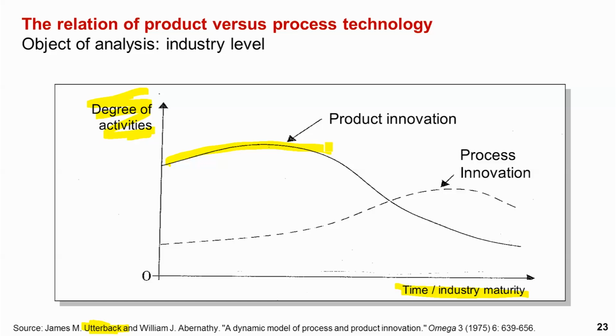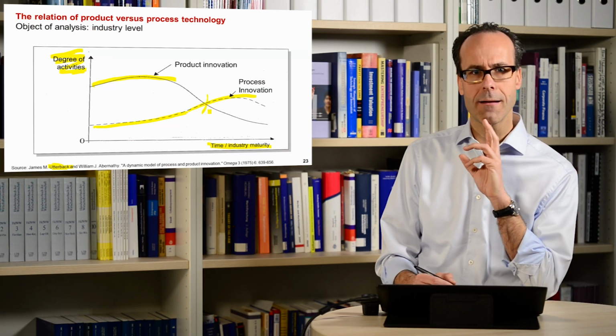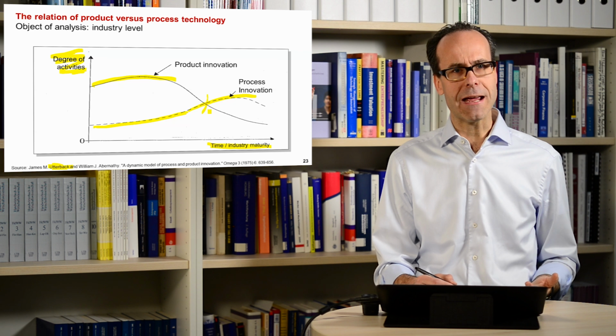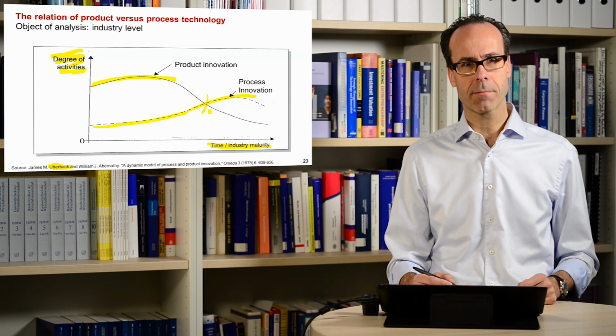Well, we have to invest also in the process, mainly the manufacturing process of being able to manufacture it, but only later over time, if there really is higher maturity in this industry, the degree of activities in process innovation is above the degree of innovation for product innovation. Can you think about why this is? Why does it take so much time before we start to invest in process innovation?